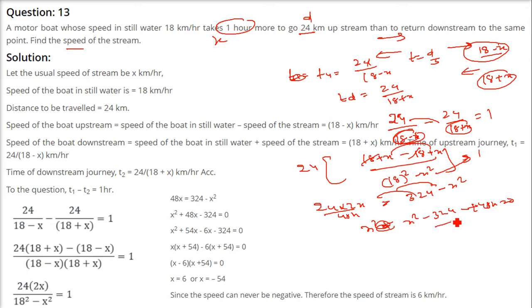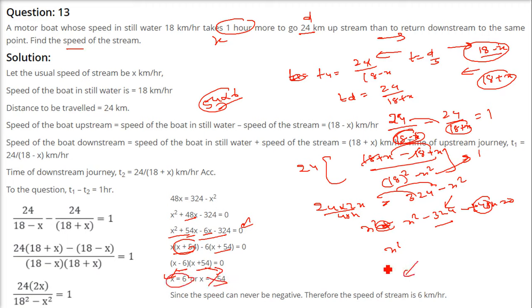So what do we get? We have to write 324 as 54 into 6. So you can write 48x as 54x minus 6x, because 54 into 6 is 324. Take x common, x plus 54, and take minus 6 common, x plus 54. You can take x plus 54 common, and x minus 6 will be the other factor. This gives you x equal to 6 and x equal to minus 54. We discard the negative. This is the speed of the stream, which is 6 km an hour.